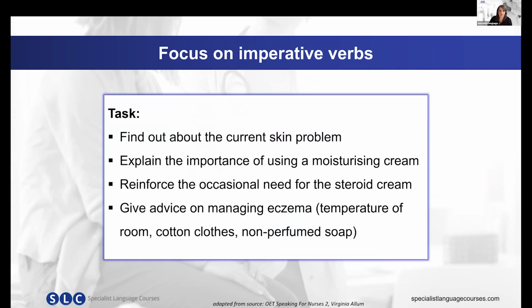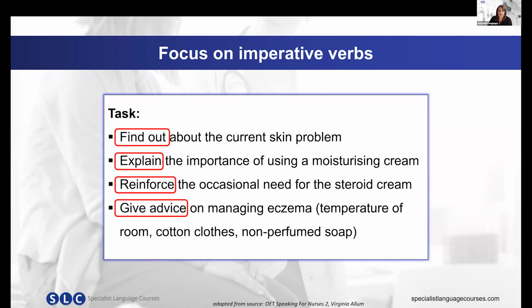So we're going to focus on these verbs today. So we're going to look at find out. So here we need to find out about the current skin problem. So we need to ask a question. We need to explain the importance of using a moisturizing cream. So we're giving an explanation as to why this is important. Here we need to reinforce the occasional need for steroid cream.